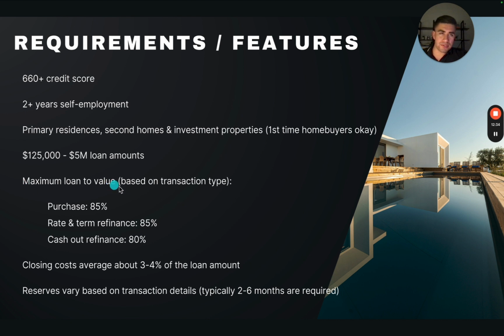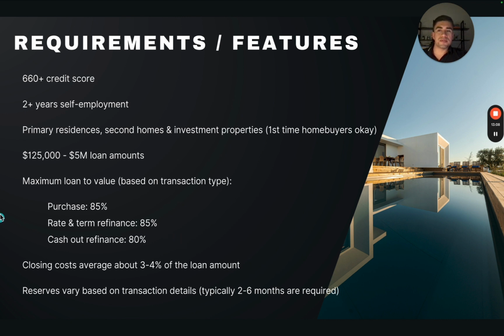Maximum loan to values, it really depends on the transaction type. Okay, so for a purchase transaction, maximum loan to value is 85%, meaning the minimum down payment is 15%. For a rate and term refinance, if you're just looking to pay off what you owe, the max is 85% of the appraised value. And if you're looking to cash out some equity, you can cash out up to 80% of the appraised value.